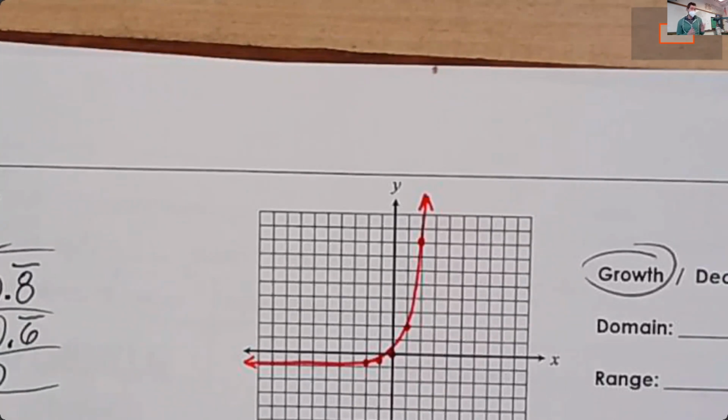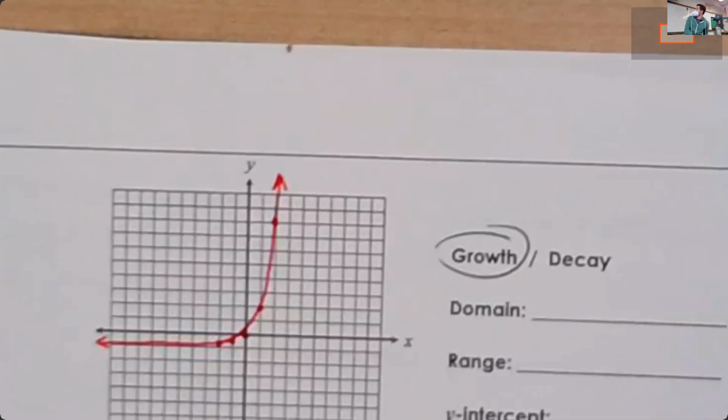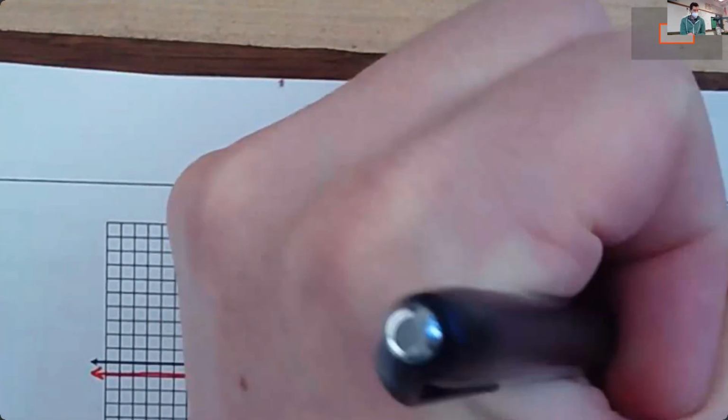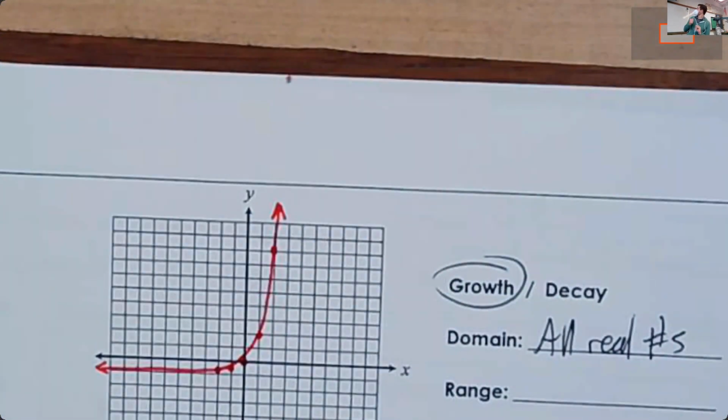So our domain, just like our domain for every other one that we've got for exponential growth or decay, the domain is going to be all real numbers. And this time, the range isn't going to be y is greater than 0. It'll be y is greater than this one here, which would be -1. Because this one actually drops below the x-axis. So that range would be y is greater than -1.